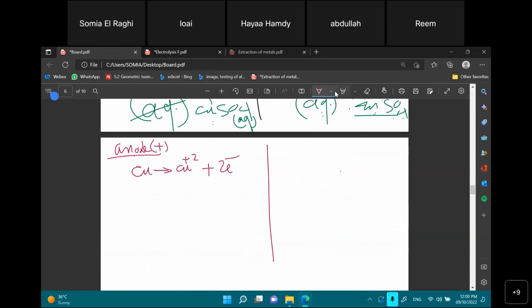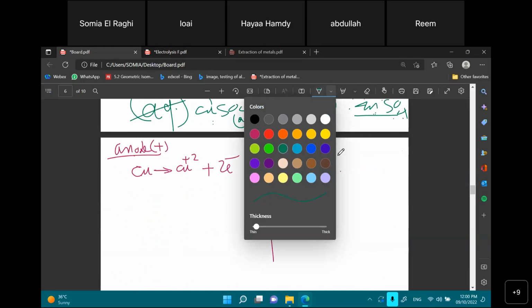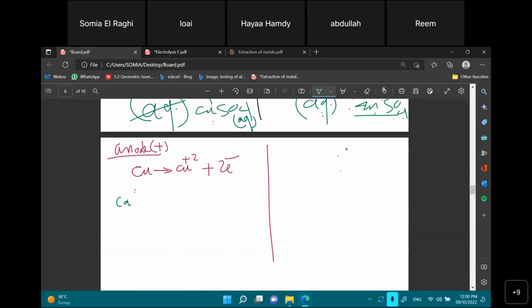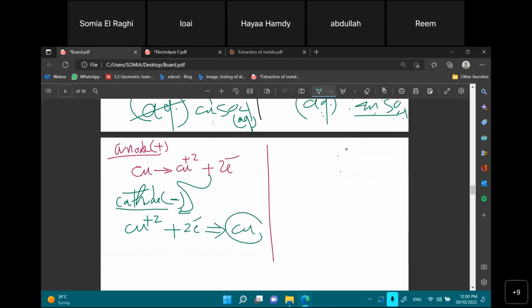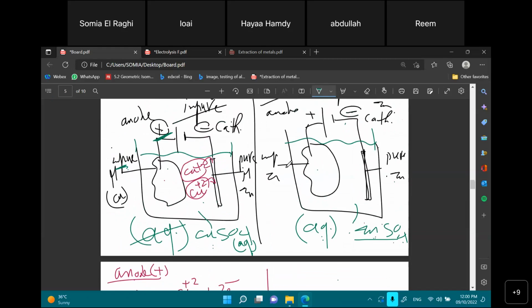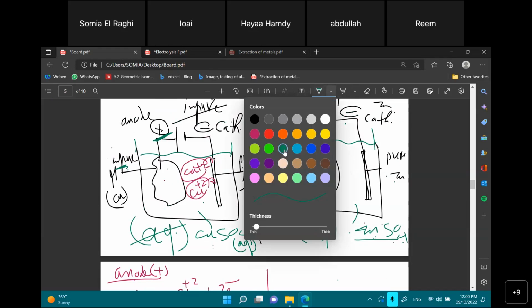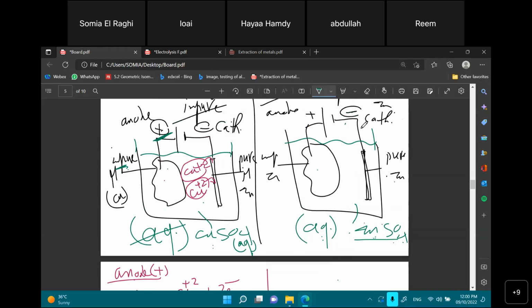Just flip the equation. What's the meaning? At the cathode, which is negative, I just flip this equation. So I write copper ion, Cu2+, reduces or gains the electrons, forming copper metal. It is one equation, and we just flip it at the cathode area. So what will happen now? I get the mass of the cathode increases.